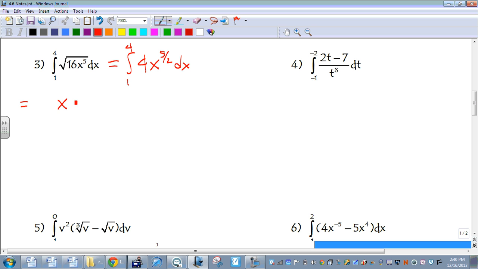So to do that, we're going to add 1 to the exponent, which gives us x to the 7 halves, and then divide by this new exponent, or multiply by its reciprocal, which gives us 8/7 times x to the 7 halves. And we're evaluating that from 1 to 4. So we can evaluate this. We get 8/7 times 4 to the 7 halves, minus 8/7 times 1 to the 7 halves.